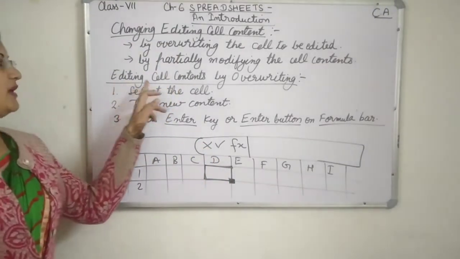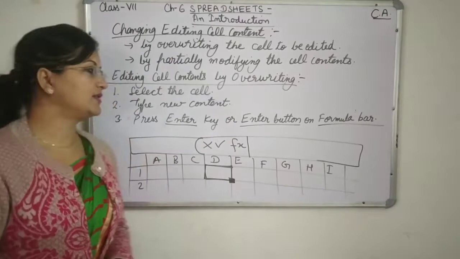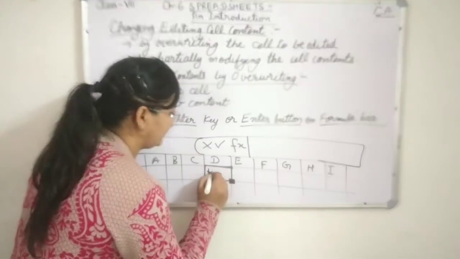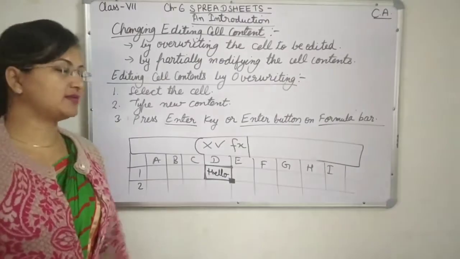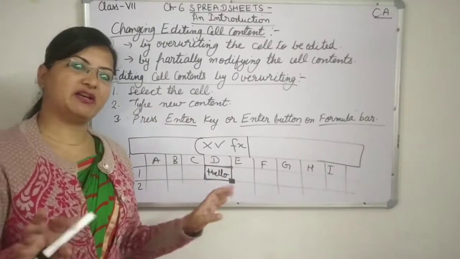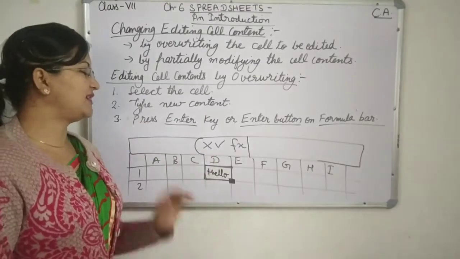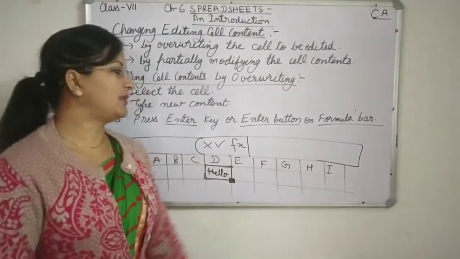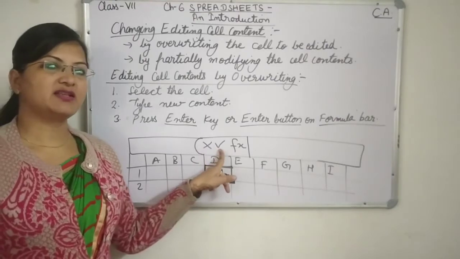If we want to edit the cell content by overwriting, first of all I will tell you how to overwrite the content in the cell. Select the cell. Like if here it is written hello and I want to overwrite it, select the cell, type new content, start typing another one like Rajasthan, then press enter. Or you can also press the enter button on the formula bar. You can see this is the formula bar and here this tick mark is the enter button.